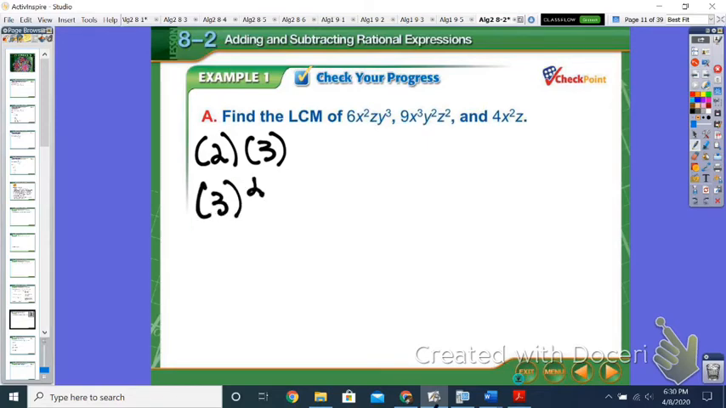9 is 3 squared. I'm not going to write the variables out. I think you're hopefully seeing by now that they're pretty easy to get, but I'll show you that again in a second if you need to. And then 4 is 2 squared.